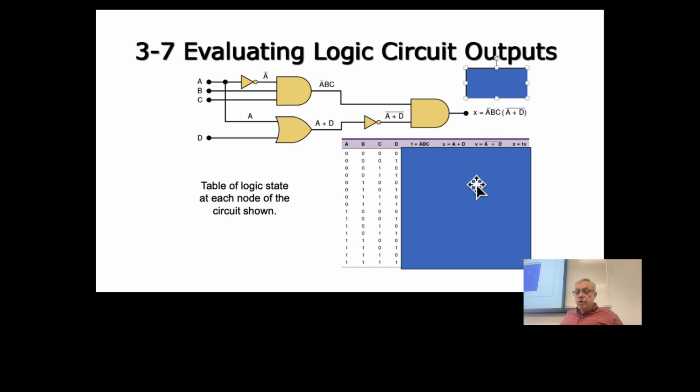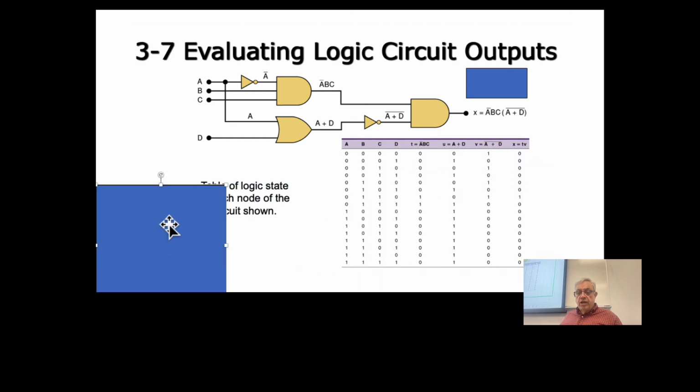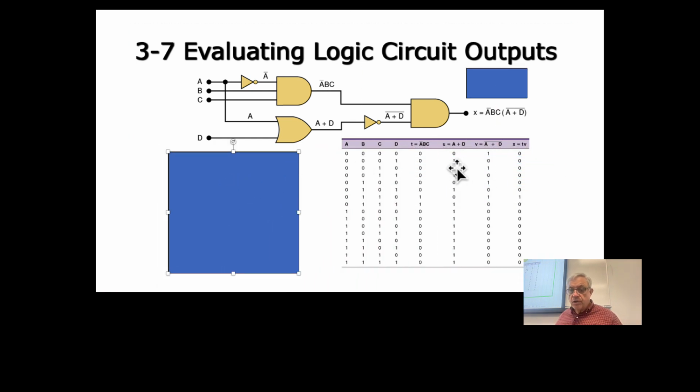To solve this one, you basically go through exactly the same process. Looking at A naught B C, when is it a 1? A or D, when's it a 1? A or D naught is the inverse of A or D, so we'll figure out when this is a 1. And now we'll AND it together, so that I have to have a 1 in this column, and I have to have a 1 in this column.